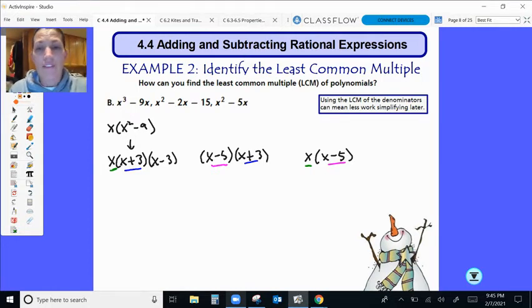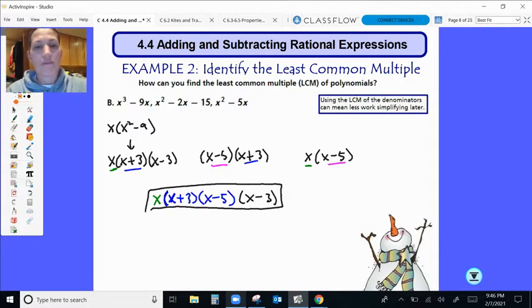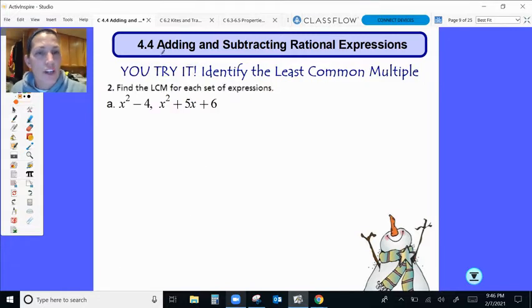So it looks like we have to have one of these factors all together at the same time. So we have to make sure we have an x in there. We have to make sure we have the x plus 3 in there. Okay. We have to make sure we have the x minus 5 in there. And then that last standalone one right there, that x minus 3. So every one of those factors, we have to make sure we add in there for our LCM, or least common multiple. Okay. So you go ahead and try and see if you can find the least common multiple between these two expressions here, and then come back and see how you do.